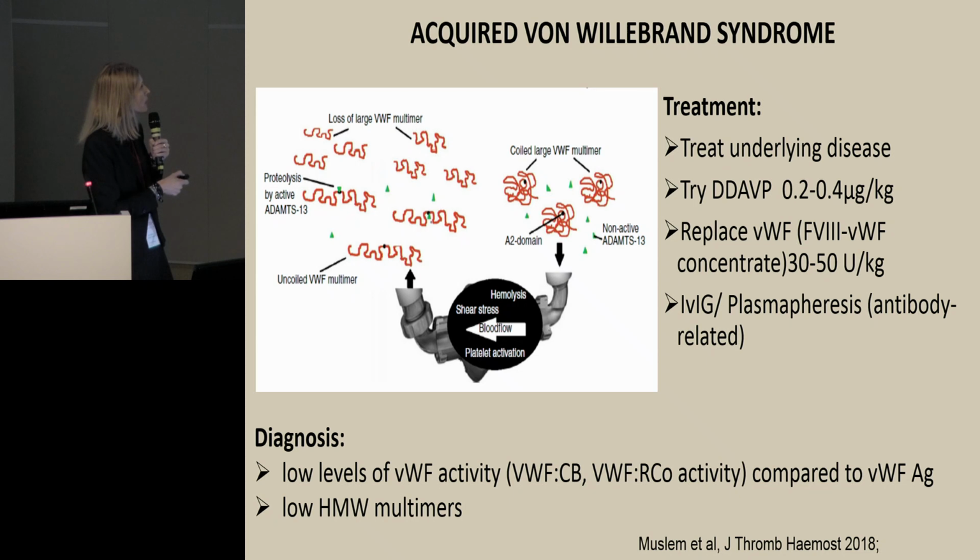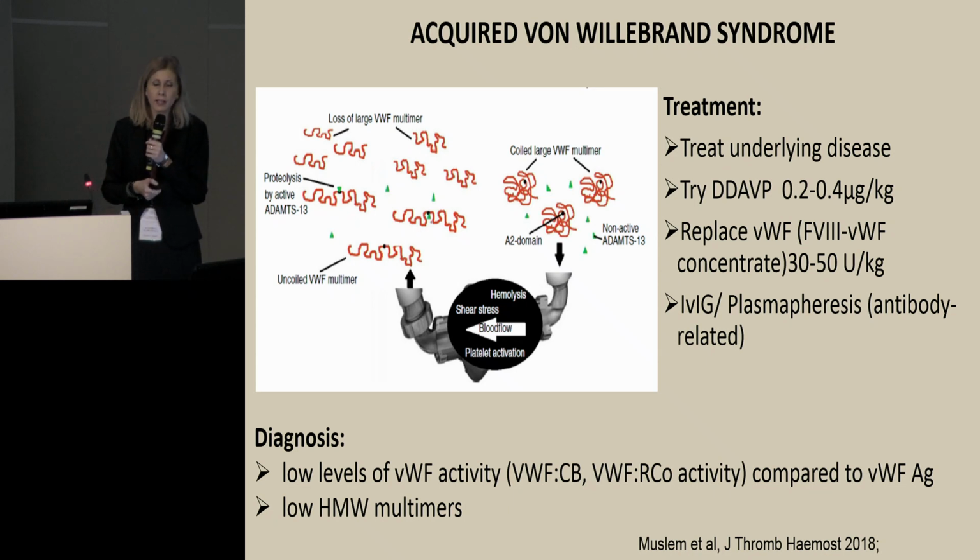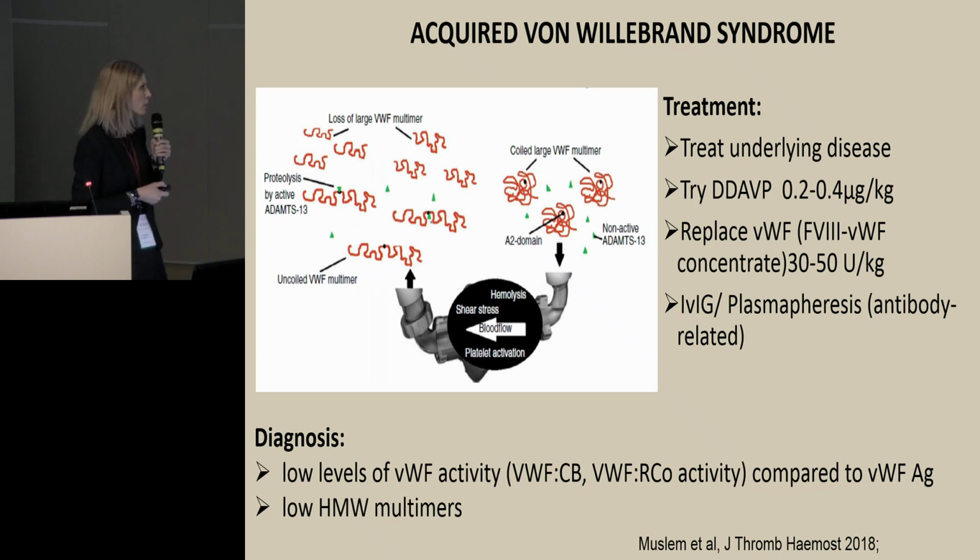This is something similar to what we see in patients that have mechanical assist devices, cardiac assist devices. This is an LVAD. As you can see, normally we have these coiled multimers which enter into the device, but because of the high shear stress, they will uncoil and they will be cleaved by ADAMTS13. So if we see bleeding in such a patient, we have to think also about this acquired von Willebrand syndrome.